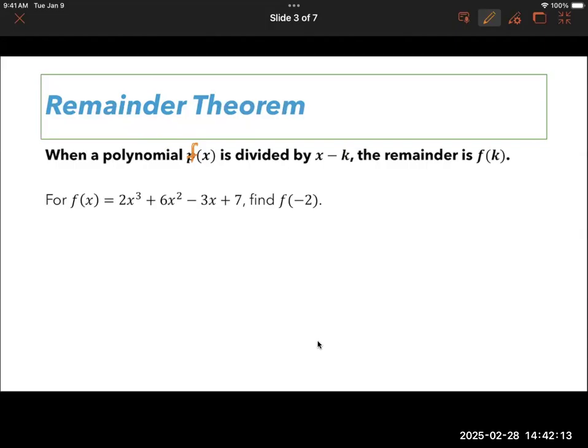So let's try that. Again, we're going to take our coefficients from our dividend here. So we've got our polynomial in this case. So 2, 6, -3, and 7. And then instead of thinking of it as a divisor, we're really just looking at what this k value is that we're interested in substituting in. And so that is what's going to go out here in the box, our -2.